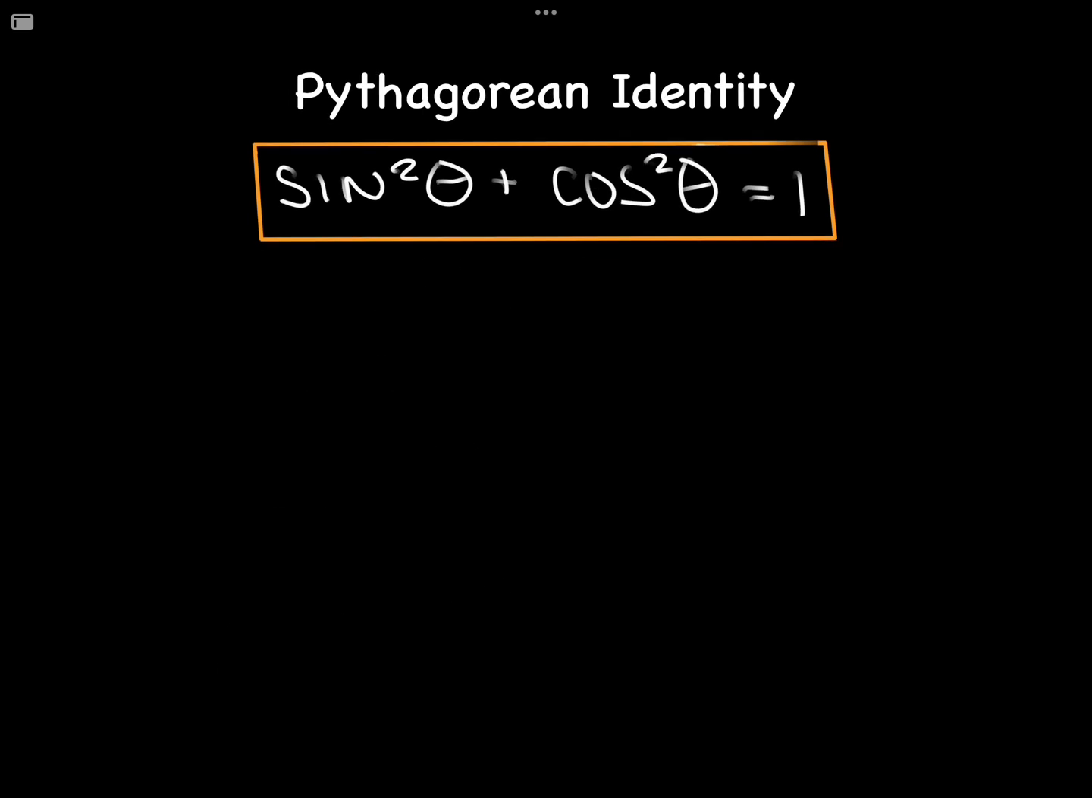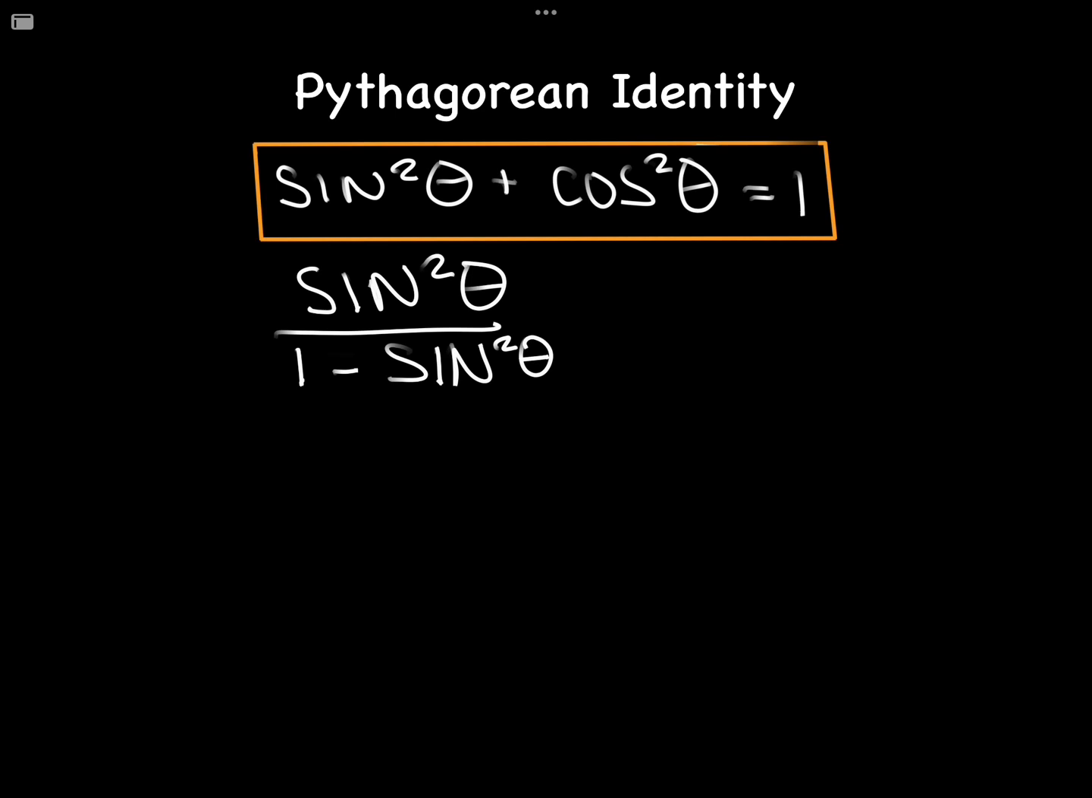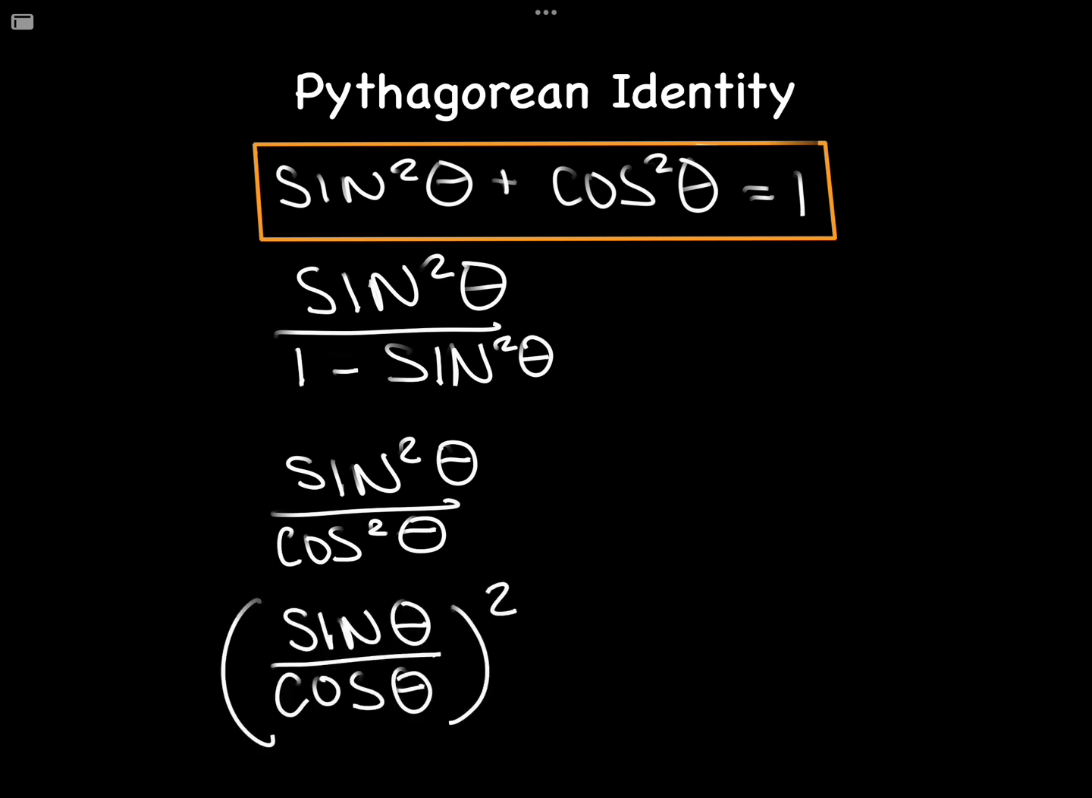Lastly, we are given sine squared of theta over 1 minus sine squared of theta. We know that 1 minus sine squared of theta is equal to cosine squared of theta. So we can rewrite our expression: sine squared of theta over cosine squared of theta, which is the same as sine of theta over cosine of theta squared, which simplifies to tangent squared of theta.